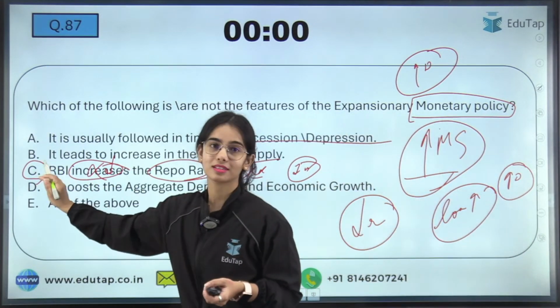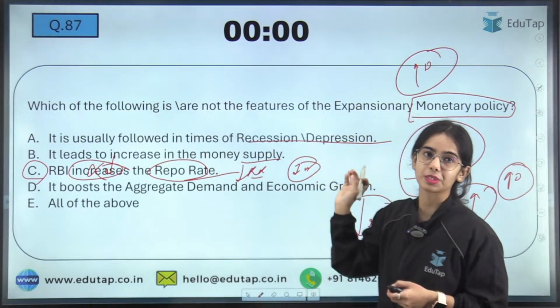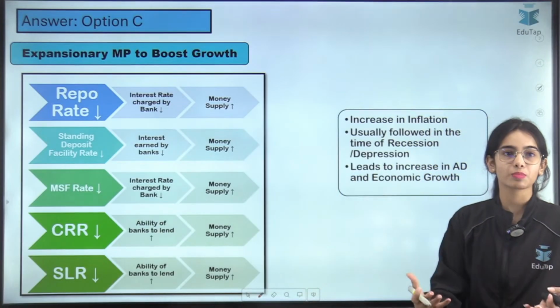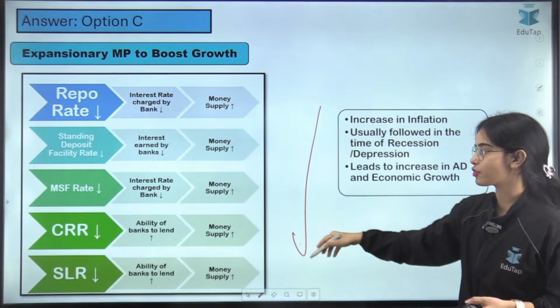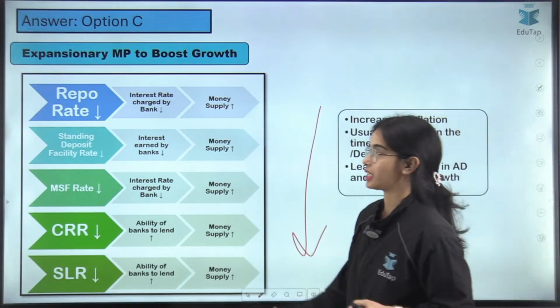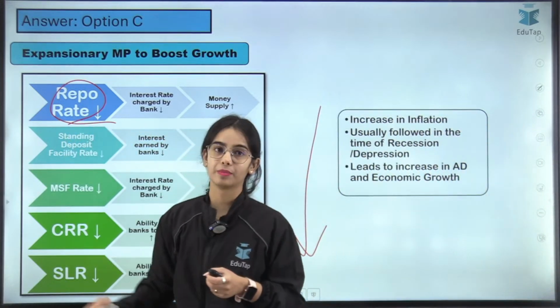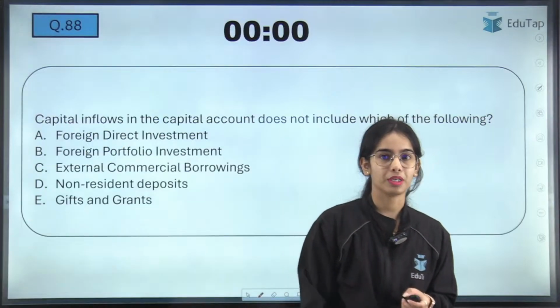So C is the answer here, that it is not a feature of expansionary monetary policy. Whenever there is expansionary monetary policy, the rates have to be decreased, especially the repo rate, because this is the key rate in the economy.